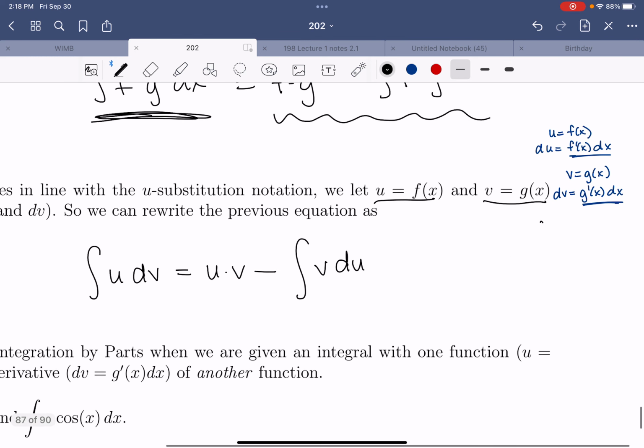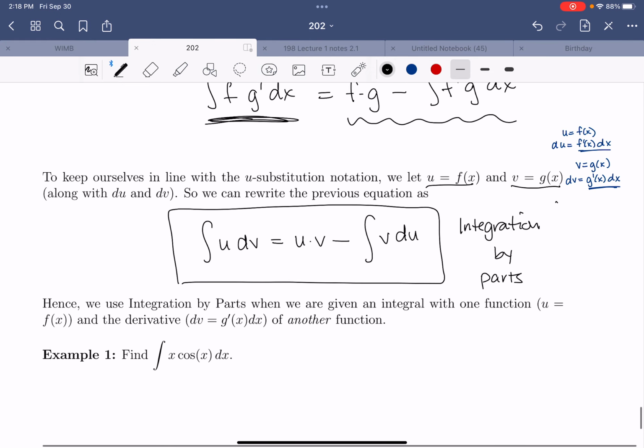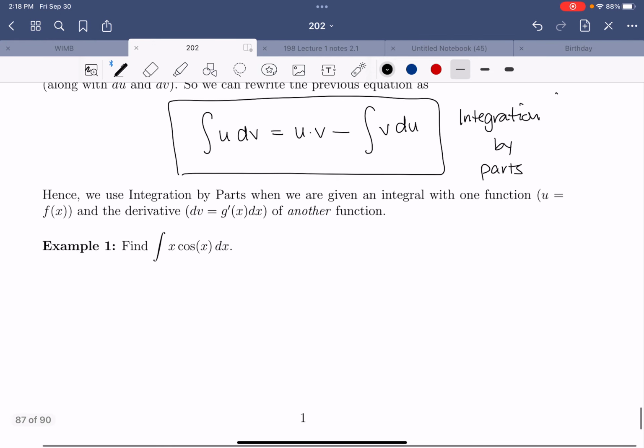Okay, and so here is our formula for what we call integration by parts. You can memorize that if you like. I don't, because I set it up in a certain way so that I can see it visually, and then I can remember what to do with what I've got, and I don't have to memorize.